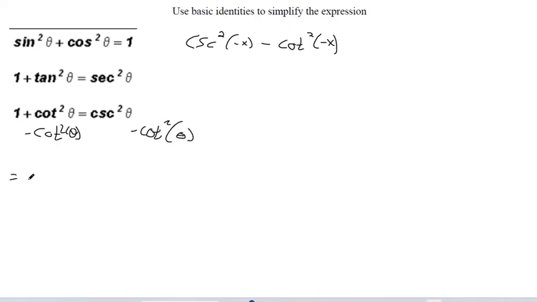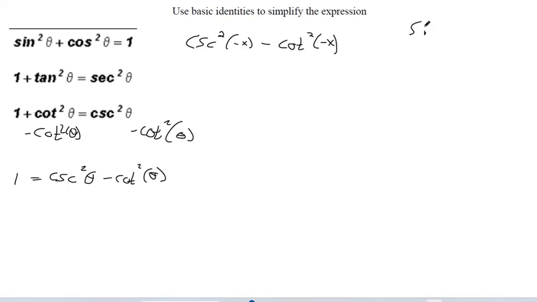If I do that, I get 1 equals cosecant squared theta minus cotangent squared theta. Okay, so that looks just like what we have up here except for the negative sign.